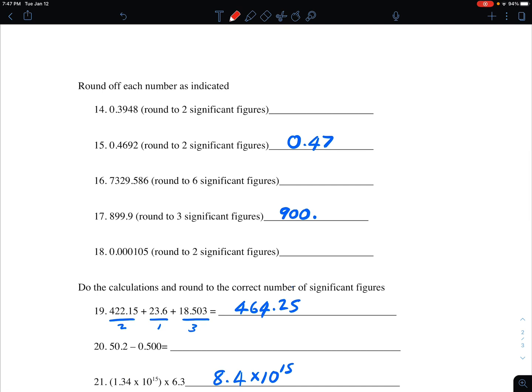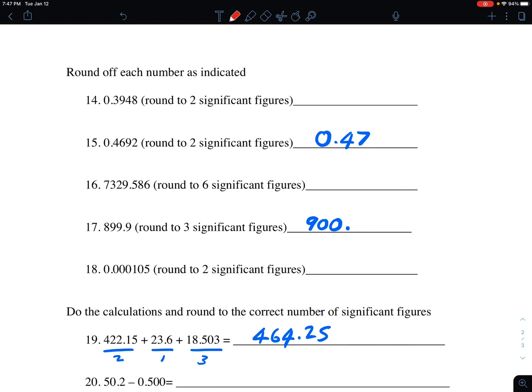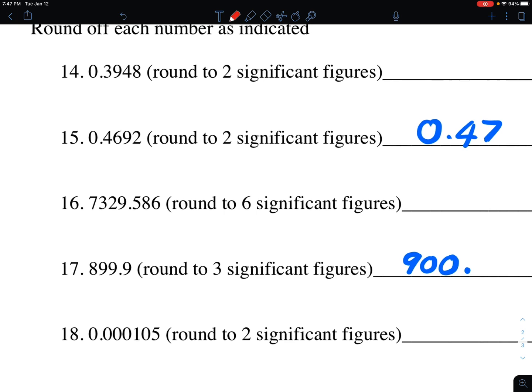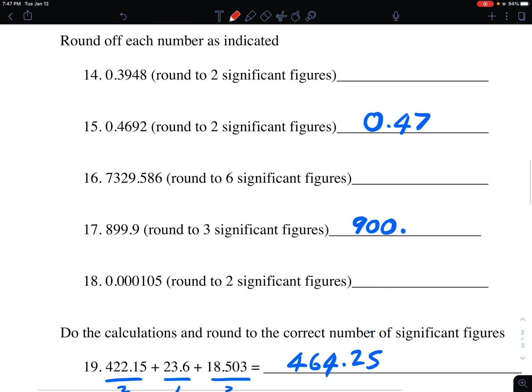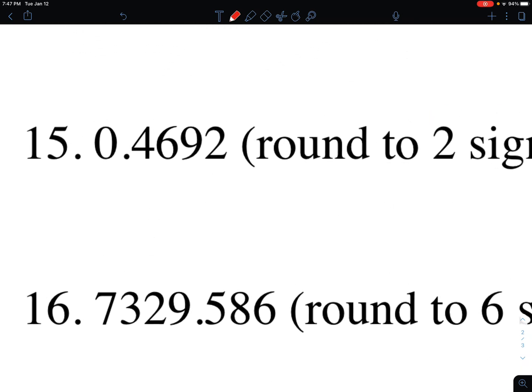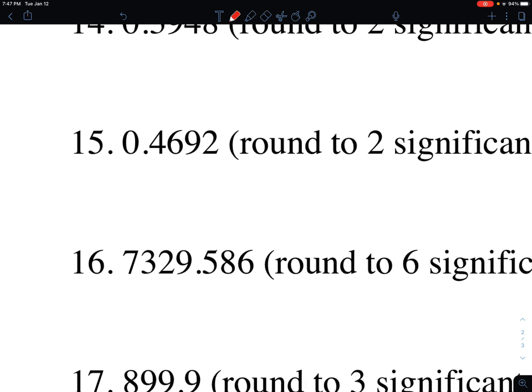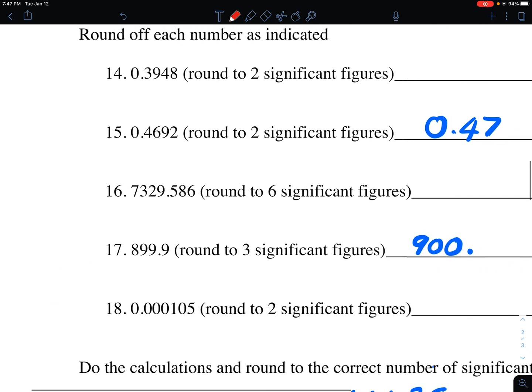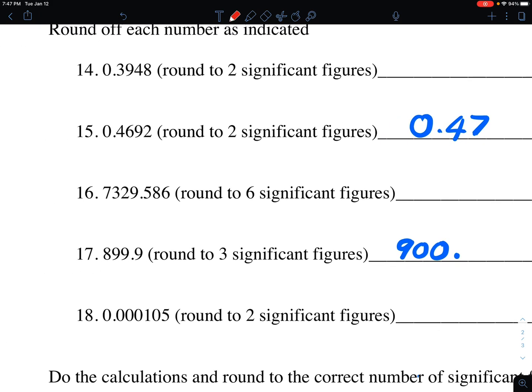The next few, you had to round off each number as indicated. So number 15, for example, we've got a number 0.4692. We've got to round to 2 significant figures. So that gives us a 4 and a 6. So 0.46 is 2 significant figures. The next number is a 9, and that 9 is going to change the 6 to a 7. And that's why we get 0.47 as our final answer.